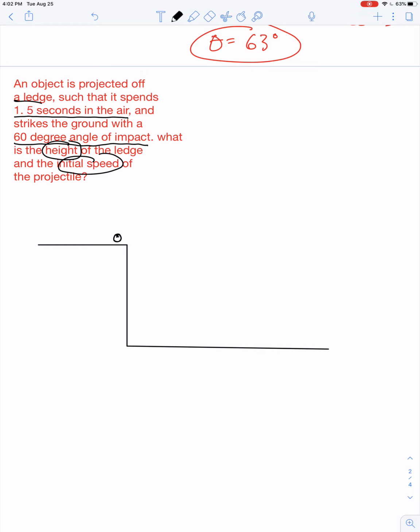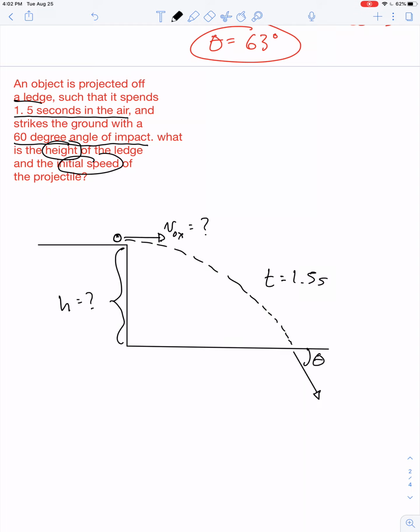It's still some projectile traveling horizontally, tracing out a trajectory in the shape of half of a parabola, but this time we're given different information and asked for the height as one of our questions, and the initial speed is the other question. So exactly the opposite of the previous problem. Instead of being given height and speed and determining the angle, we're given the angle and we're asked for the speed and the height. We were given one more piece of information too. The time is 1.5 seconds.